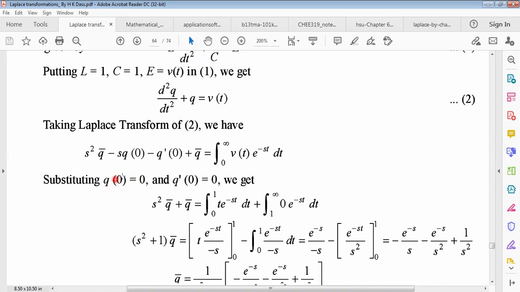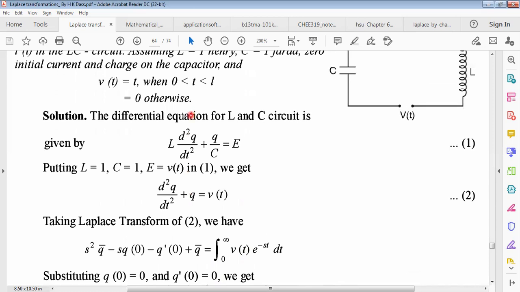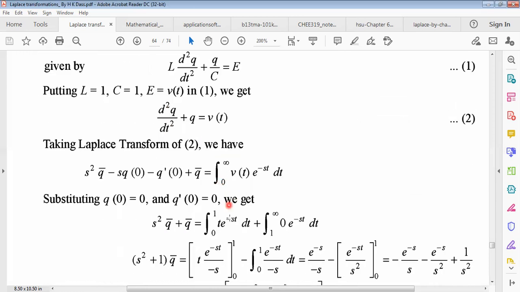Now substituting Q(0) equals 0, because at time t equals 0, Q equals 0, and the first derivative of Q at time t equals 0 is also 0. Just using these two conditions here: s² Q bar minus s Q(0) means 0, so it will be cancelled, and this also cancelled. So only Q bar is present. Q bar means the Laplace transformation of Q(t). So Q bar is common here: (s² plus 1). Bt means what? Bt equals t.